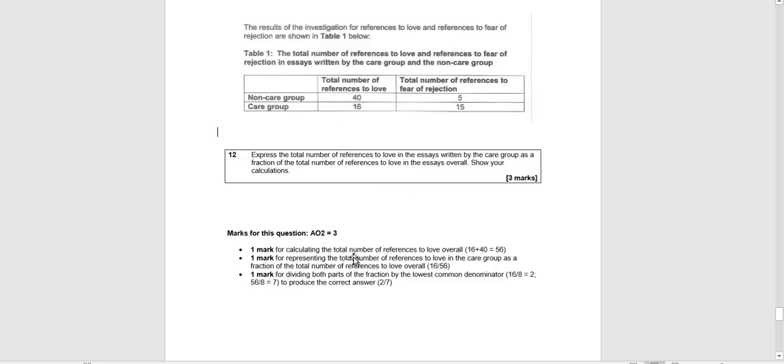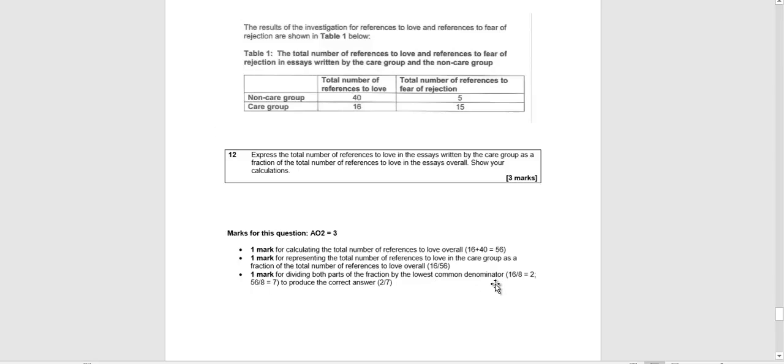So the first thing we need to do is calculate the love overall. So this column, 40 plus 16, gives us 56. So we need to show that calculation. And then we're asked to express the total number of references to love by the care group as a fraction of overall. So the care group have 16 references to love over the total of 56. So we get that, and we're showing our workings, and then we basically need to show how we're going to make that a fraction.